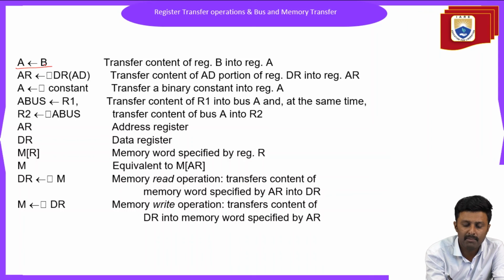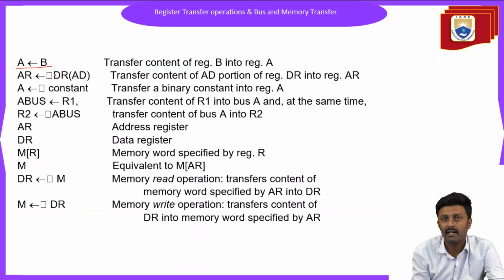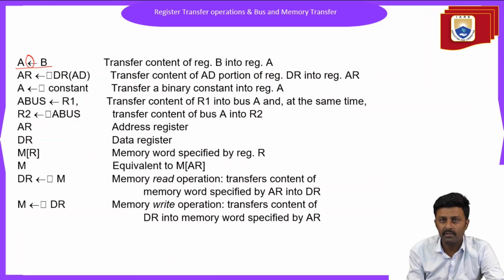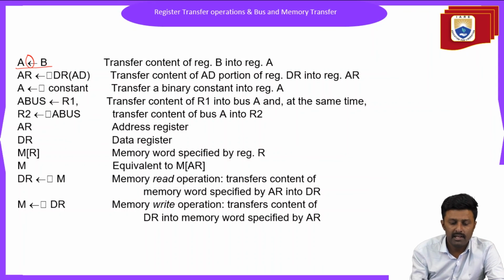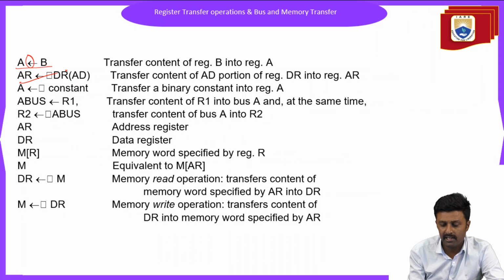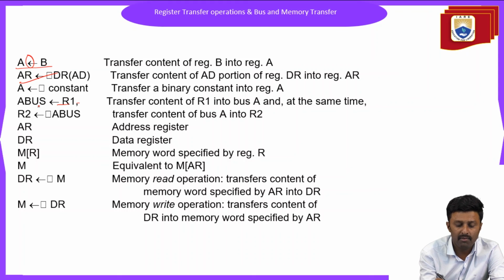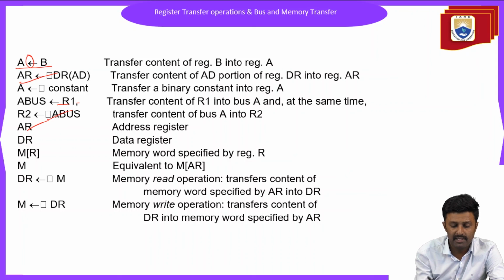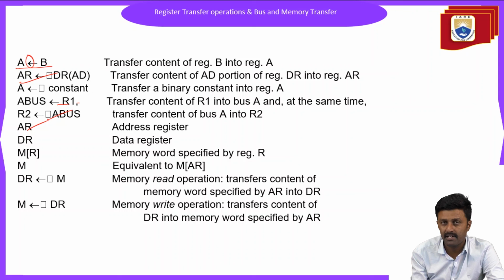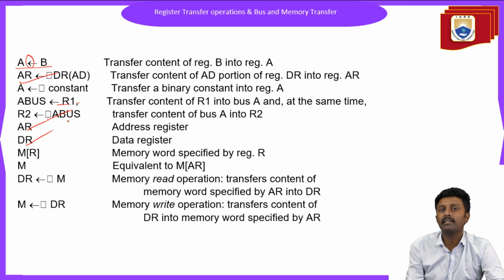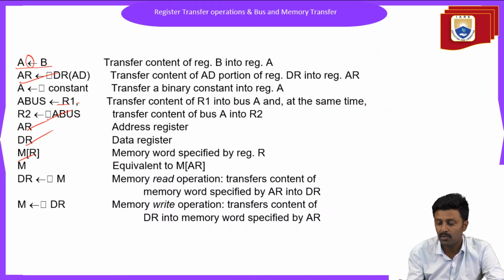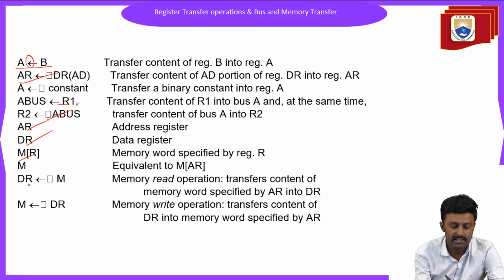If you write A with an arrow pointing towards A on the left side, it is called a transfer. This symbol is used for transfer of data from one register to another. Then we use AR into DR, where AR is the address register and DR is the data register. Then we can write R1 with an arrow towards the bus also. AR stands for address register, DR stands for data register, M stands for the memory, and R stands for a specific location in the memory.